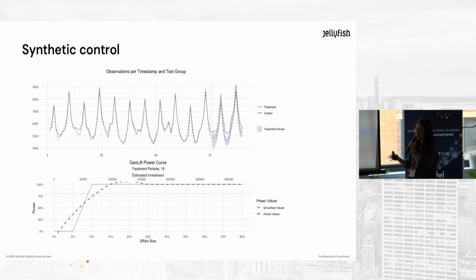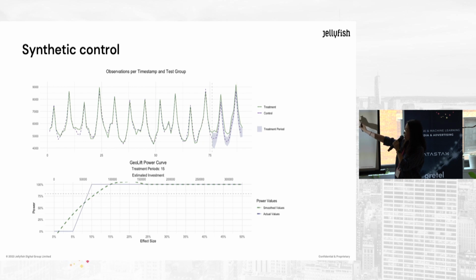And in this case, because it's new media and the client wanted to only run on a small set of geos, that's where synthetic control is a better methodology. Essentially, we need the control and test geo areas, but we need to use the control geos to come up with a counterfactual that mimics the trends of the test geos.